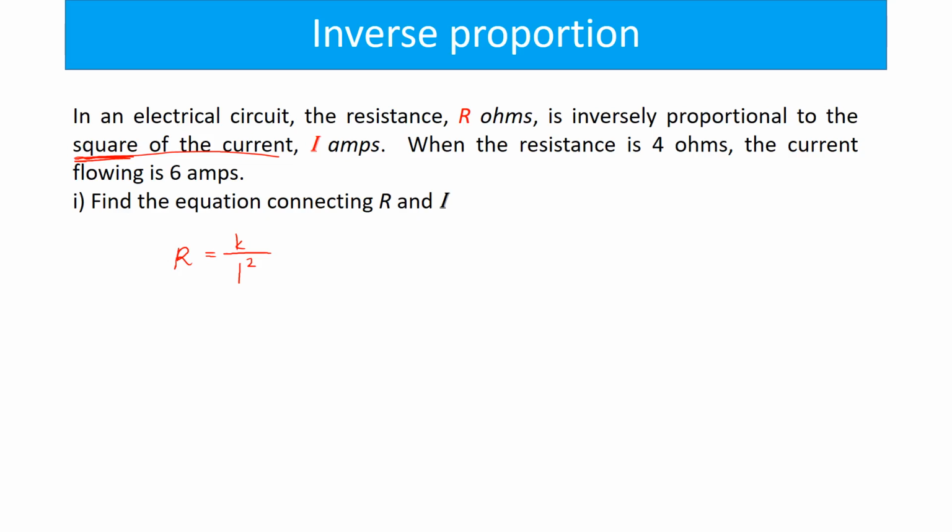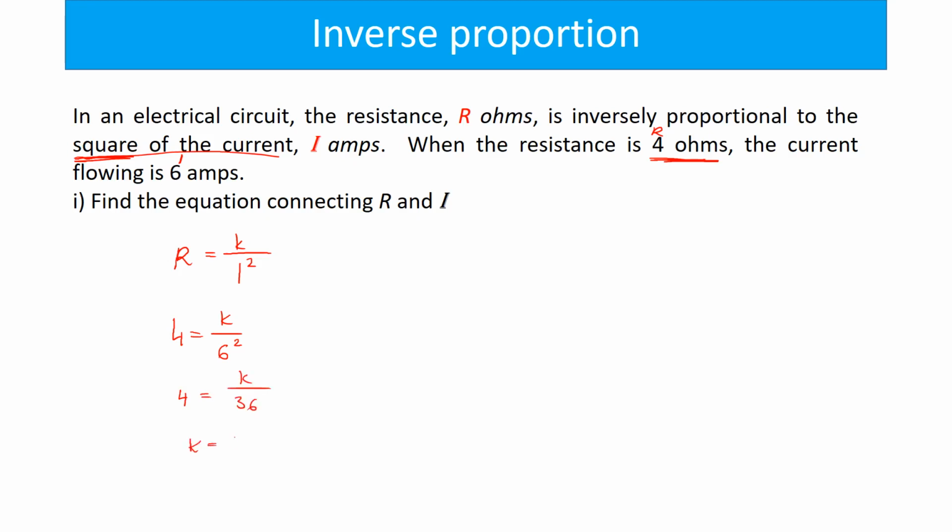Then I've got this information here. The resistance is 4, so this is R, and the current flowing is 6, so this is I. I'm going to substitute those values into my equation to find the formula, or the equation connecting R and I. So R is 4 and I is 6. Please notice that the value of I is squared. So that is 4 equals k over 36.